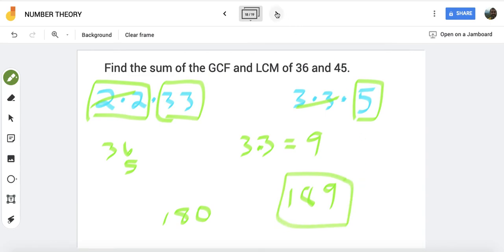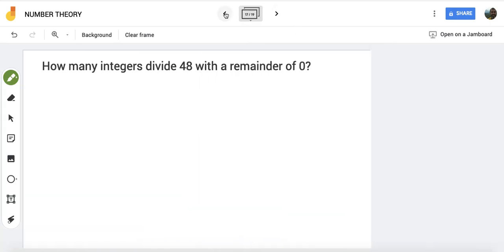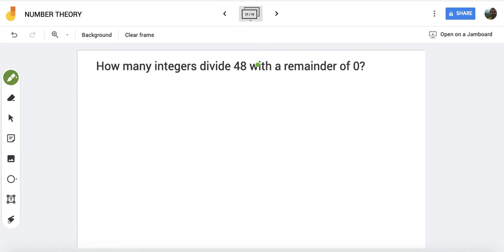And one other question I wanted us to try in this video was, how many integers divide 48 with a remainder of 0? So it's not asking for prime factors, so I can include 1 times 48. If the number is small enough, you can just go through it one at a time. 2 goes into it, yes, 2 times 24. 3 goes into 48, yes it does, 3 times 16.